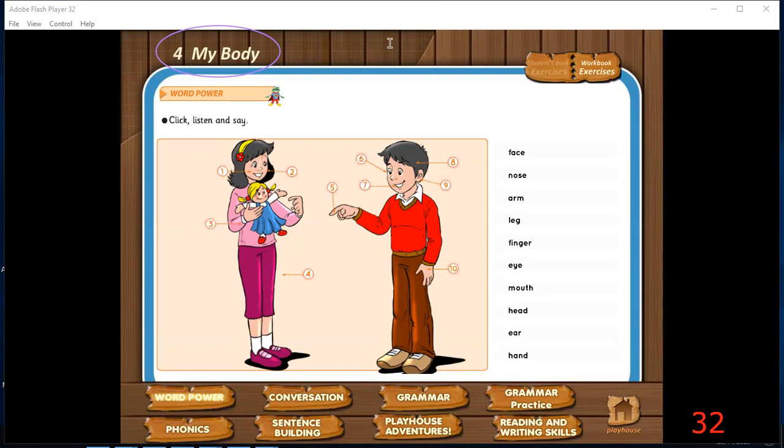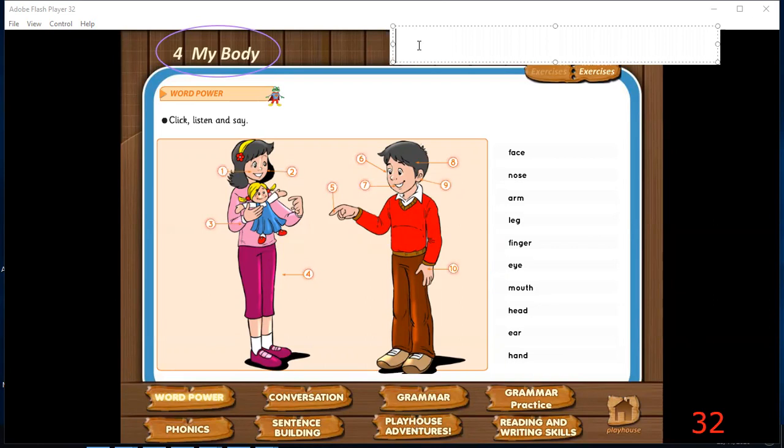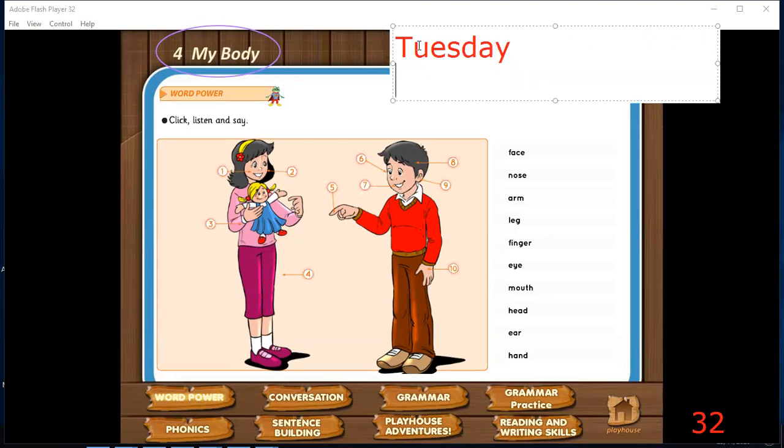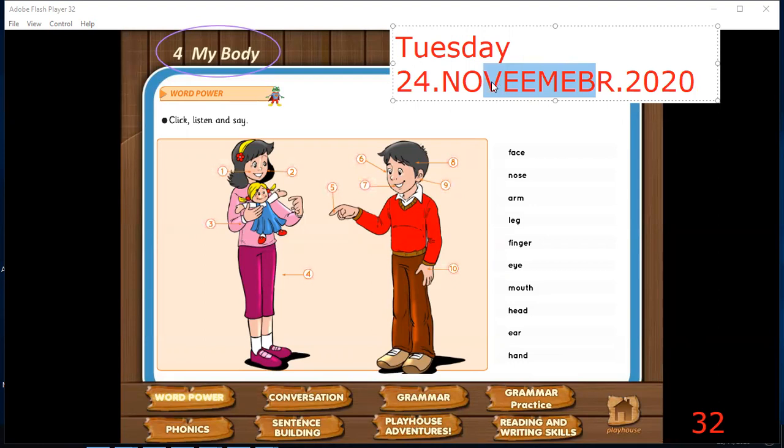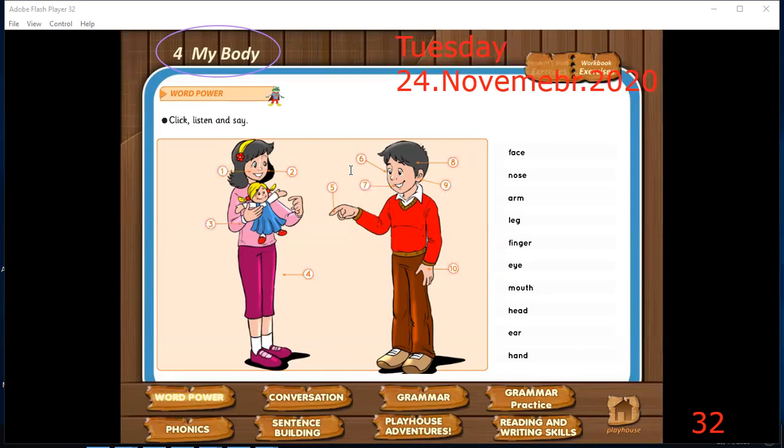So teacher, let's also write the day and the date until you open your page 32 altogether. Today is Tuesday, and the date is the 24th of November 2020. Well done. Okay, teacher, this is the capital letter. No, we should write it in the small letter. So yesterday was Monday, today is Tuesday, and tomorrow it's going to be Wednesday.